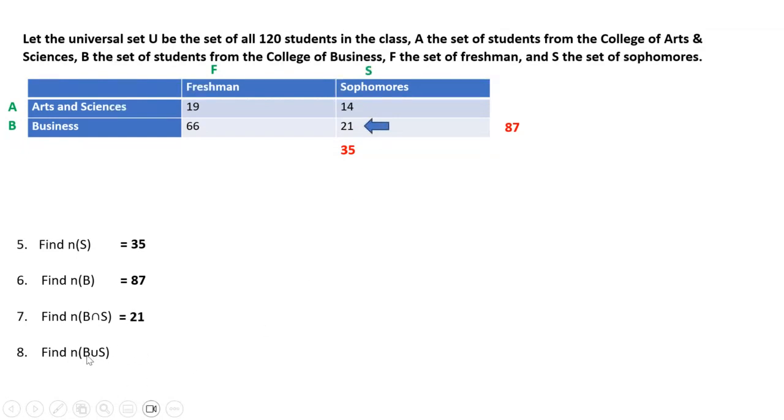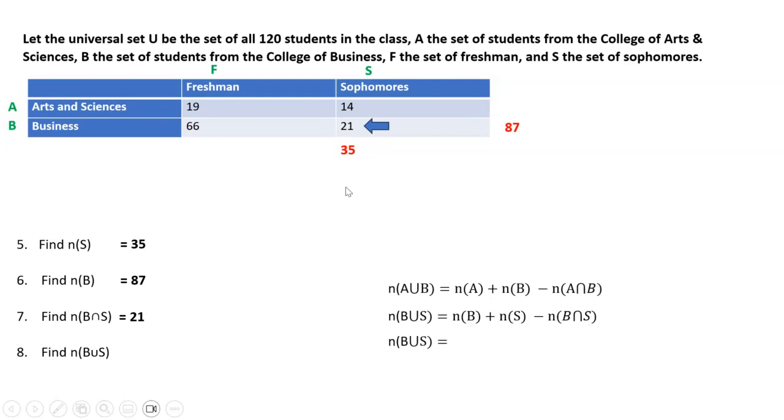Now union. B union S. So we're going to use a formula from the book, but now let's apply it to B union S, which means it's going to be the number of B plus the number of S minus where they intersect.